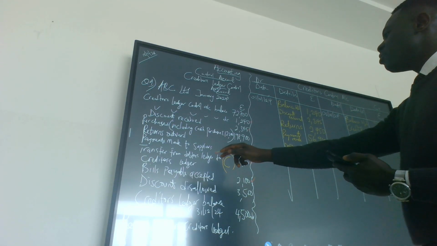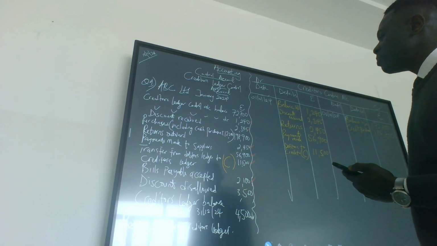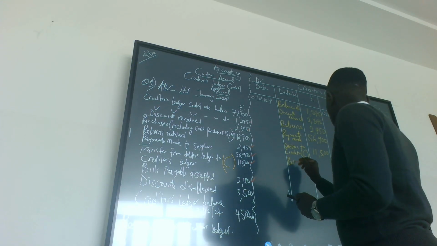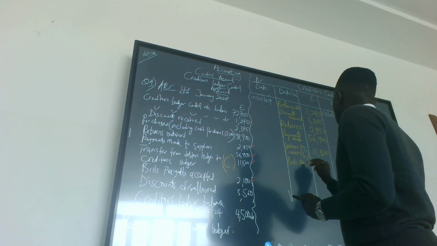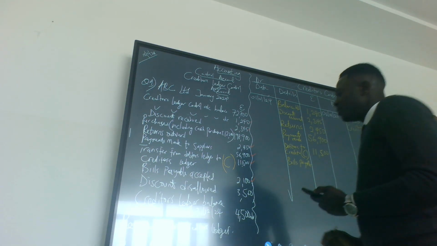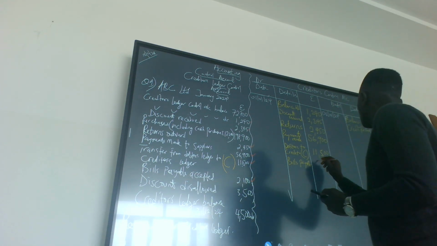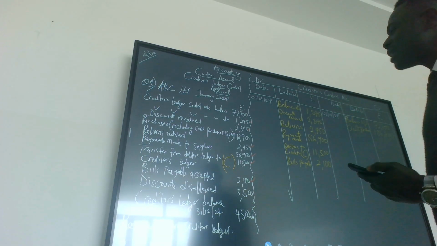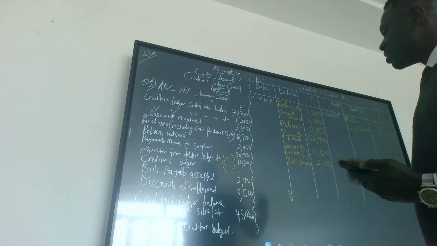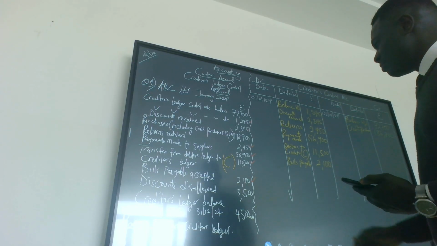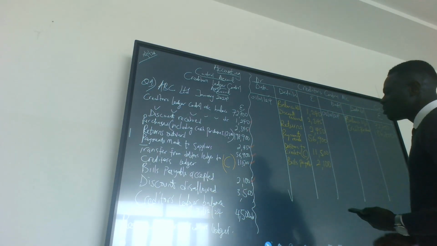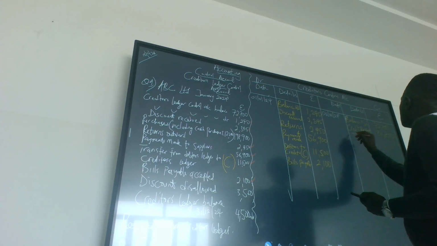Then we move on. We have bills payable accepted. Bills payable, 2,100. Then we have discount allowed. Discount allowed will be on the credit side, because the supplier is giving it to us. So discount allowed is 3,560.